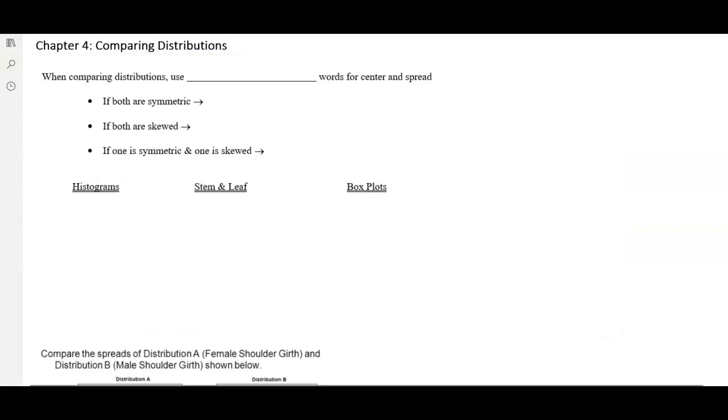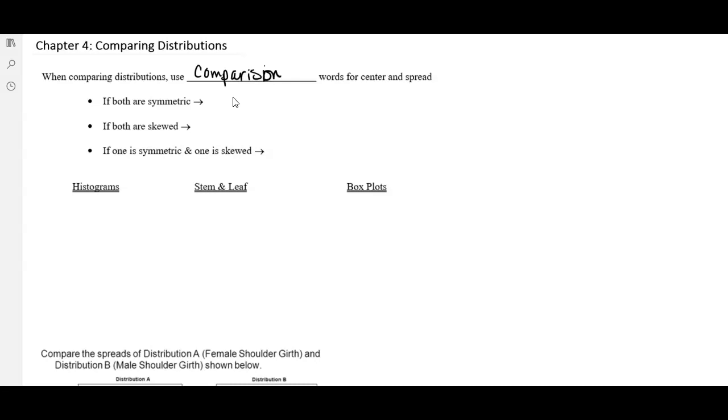Okay, so what we're doing on this chapter is we're comparing distributions. So we've already learned how to make histograms, stem and leaf, and box plots, but now we're going to talk about what we're going to do with them when we're comparing two different distributions. One thing that's really important here is when comparing them, you have to use comparison words.